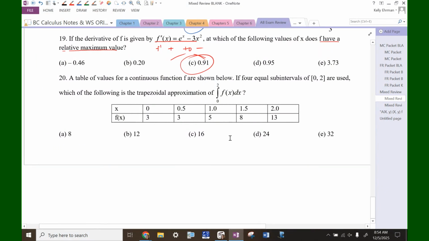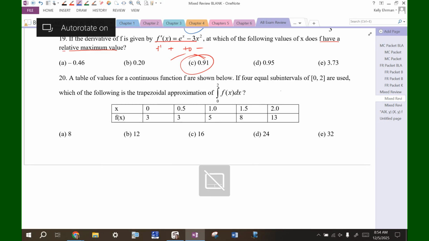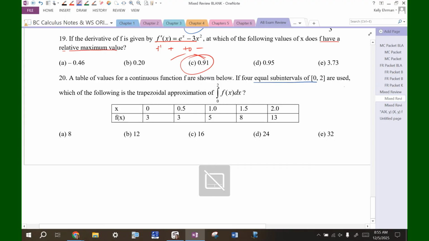Last question. A table of values for a continuous function f are shown below. If 4 equal subintervals of 0 to 2 are used, which of the following is the trapezoidal approximation? So first let's get the delta x. 2 minus 0 over 4 is 1/2. So we're making little trapezoids out of these, right? So remember the area of a trapezoid is 1/2 times the height times the sum of the bases. The height is the delta x.